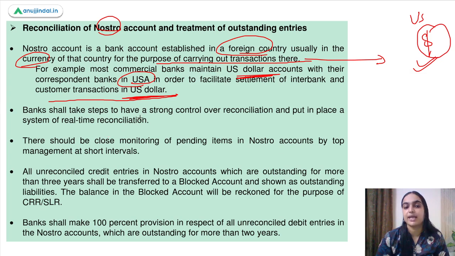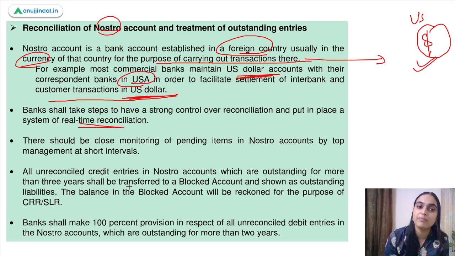Banks need to take steps to have a strong control over reconciliation and put in place a system of real-time reconciliation. So, अगर banks दूसरी countries के साथ उनकी currency में accounts खोल रहे हैं, कोई transactions हो रहे हैं, तो आपस में उन transactions को properly इन banks को match करना होगा उन banks account के साथ.